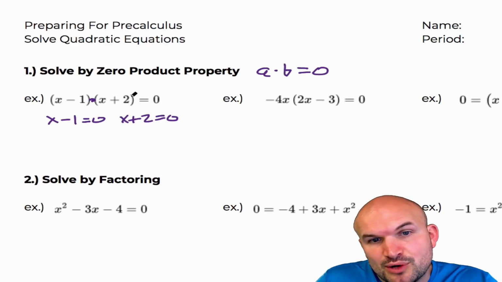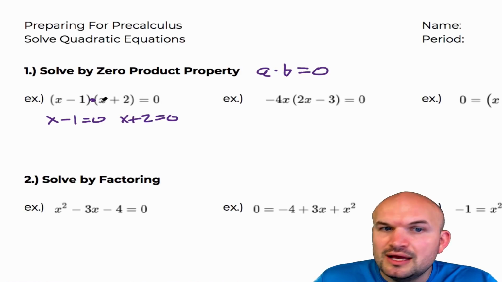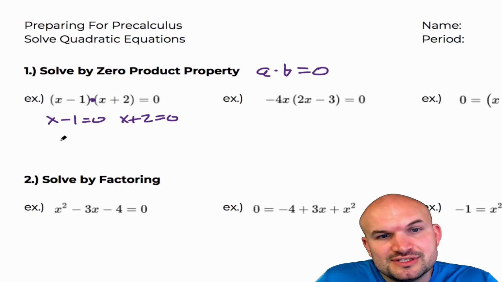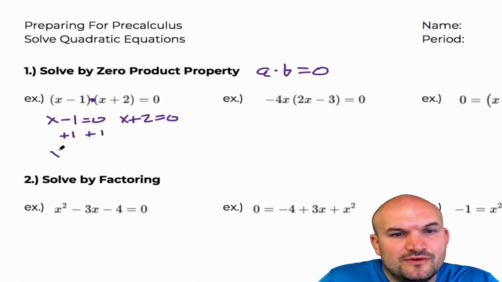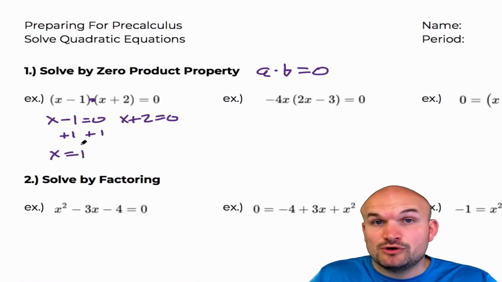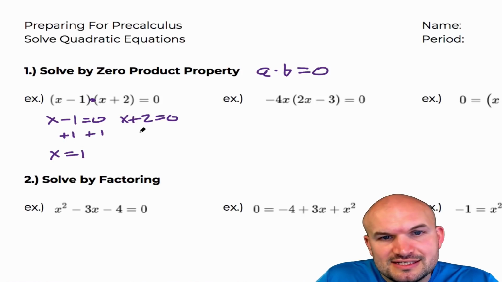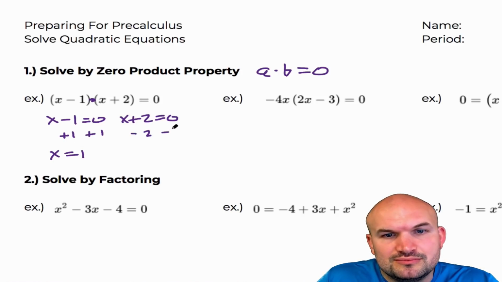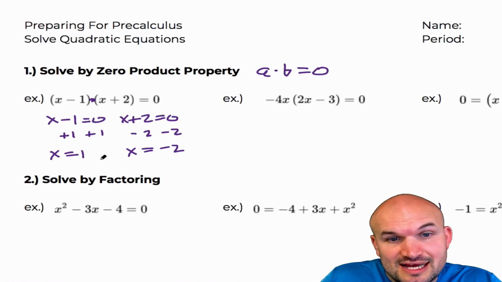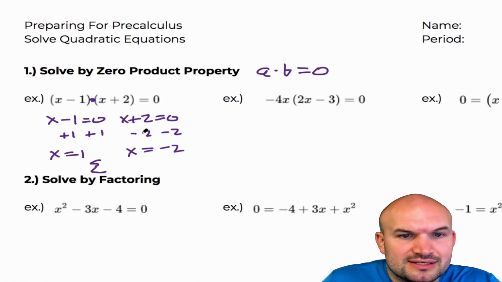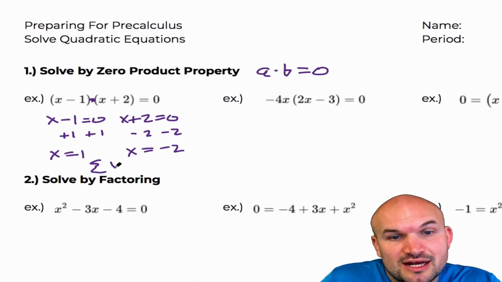So again, when you have the product equal to 0, then we just set each quantity equal to 0 and then solve. In this case, I'll add a 1 on both sides, and therefore I get x equals 1 as one zero, or solution. And then in this one, I will subtract a 2 on both sides, and I get x equals negative 2 as my other solution. And again, we could also write this as a solution set of 1, comma, negative 2.